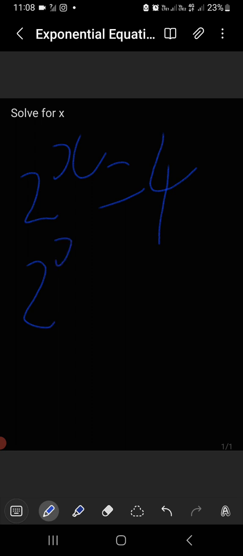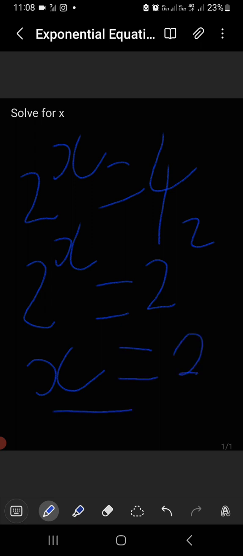So lastly, we have 2 to the power of x equals 4. From there, we need to change 4 into an exponential form. That will be 2 to the power of 2. Therefore, x equals 2. So that's how, guys, you can work out this type of exponential equation.